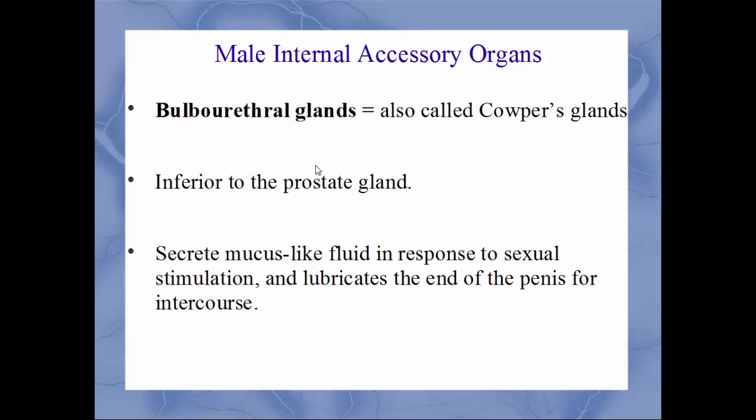Next one here, Cowper's glands are also called bulbourethral glands. These are just below the prostate gland, and these will secrete a fluid that's very similar to mucus that is secreted in response to the male being stimulated sexually, and will help to lubricate the end of the penis for intercourse.